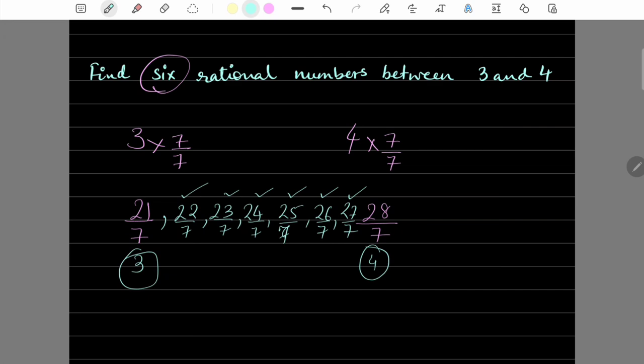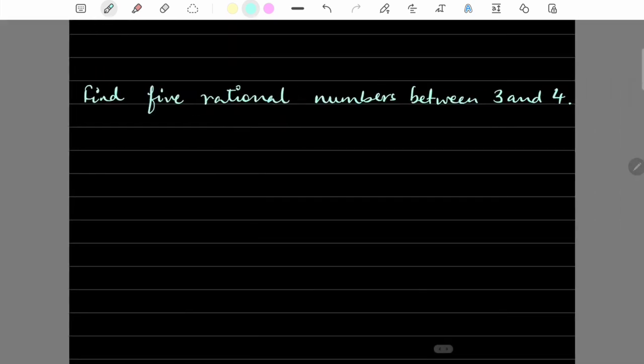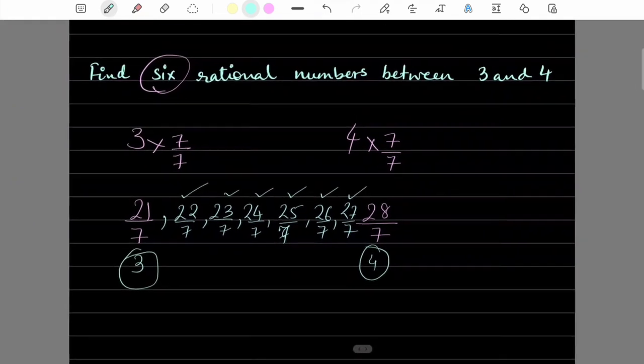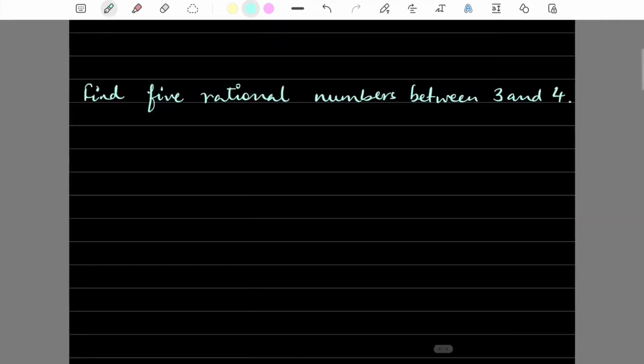Right? Cool. Next one. Find 5 rational numbers between 3 and 4. This is a similar question. I'm not doing it again. This is exactly the same question. Here it was 6 rational numbers, this is 5 rational numbers. Now you stop here and it's you who has to solve it. So pause the video and solve this question.